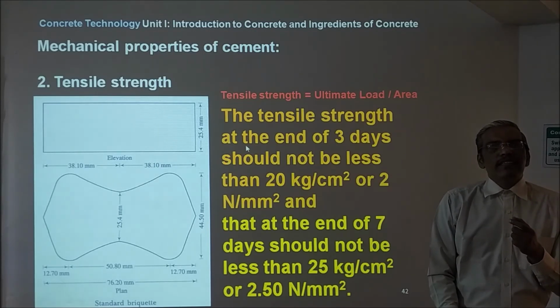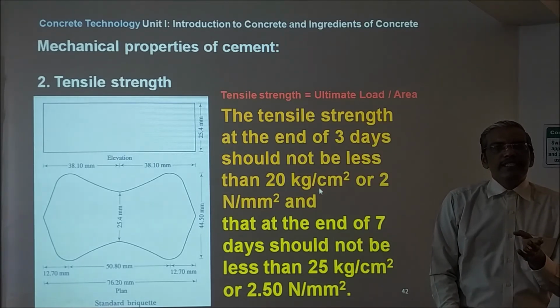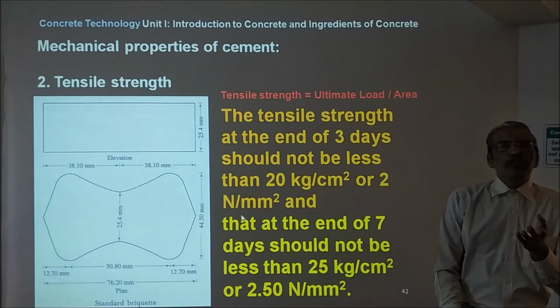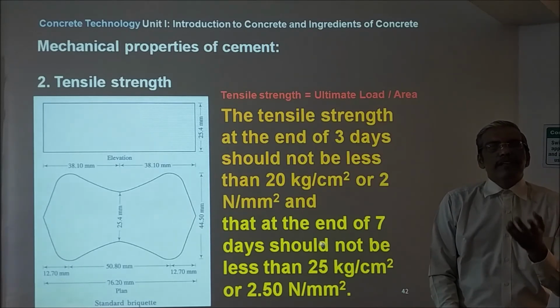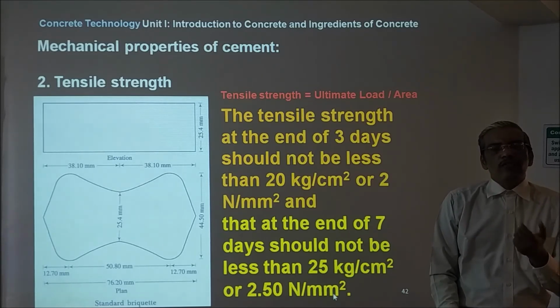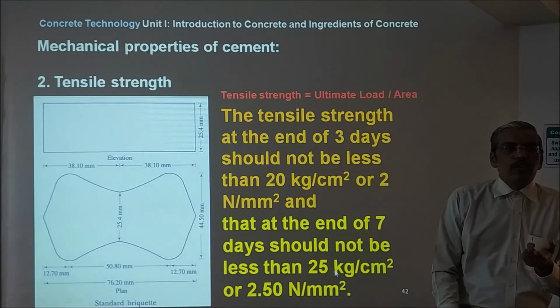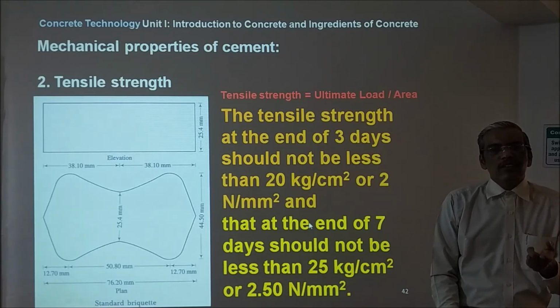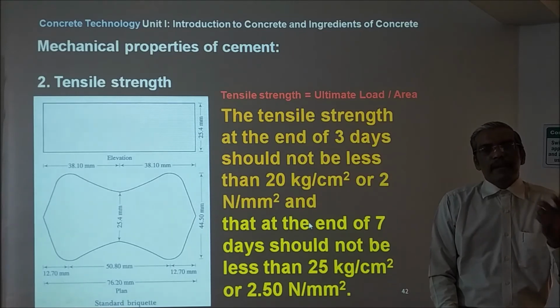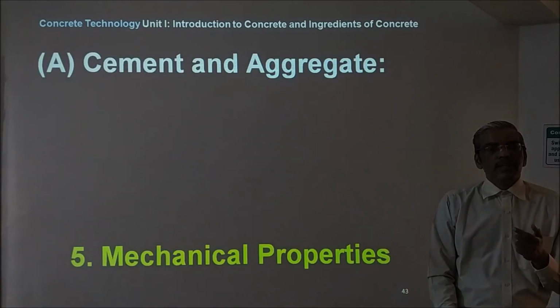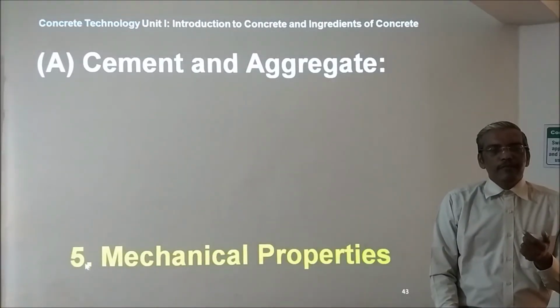The tensile strength at the end of 3 days should not be less than 20 kg per centimeter square or 2 Newton per millimeter square or megapascal, and at the end of 7 days should not be less than 25 kg per centimeter square or 2.5 Newton per millimeter square or 2.5 megapascal. So, to determine the tensile strength of the cement, we have the apparatus in our lab. So, we have seen the fifth content, the mechanical properties.